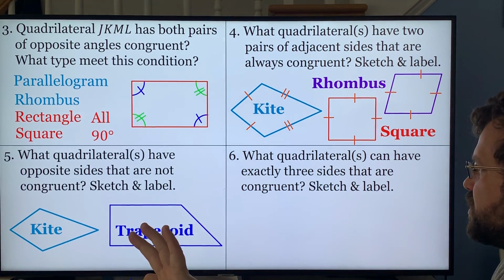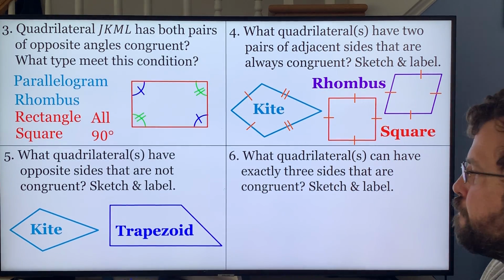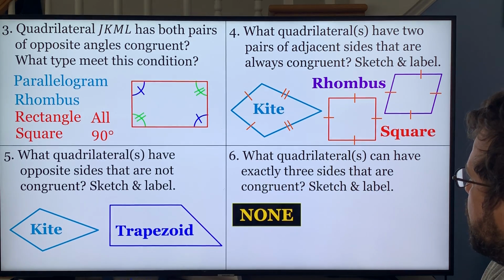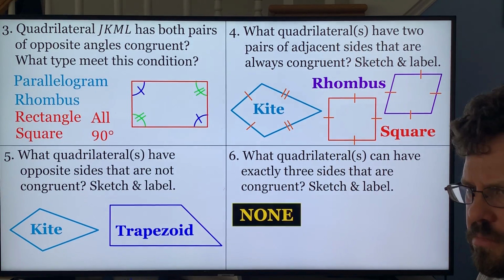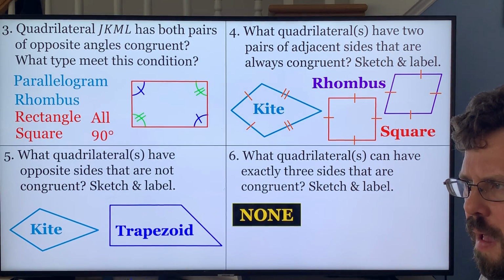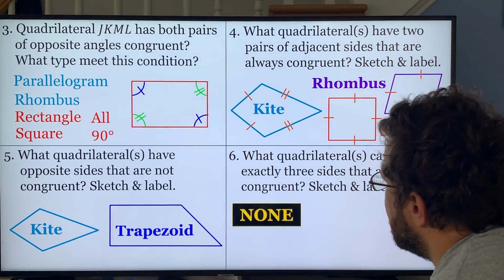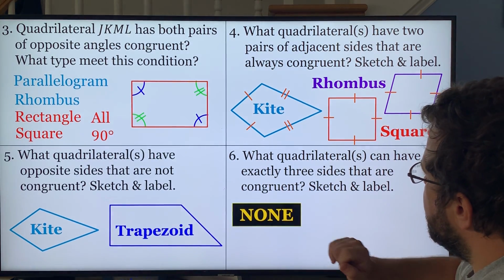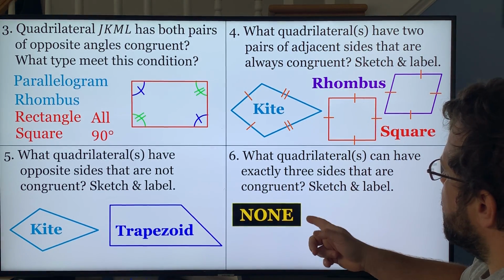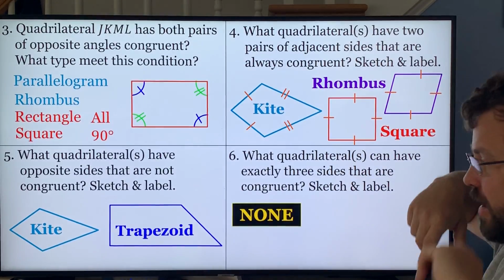Alright? What type of quadrilaterals can have exactly 3 sides that are congruent? So it can't be 4 sides, it can only be 3 sides that are congruent. There's only one. Wait a second here. No, I guess there's none. Actually, it could be one. You could have an isosceles trapezoid. I would think none, but you can have an isosceles trapezoid that has the opposite sides congruent and then the top congruent to them. I'm going to change my answer.